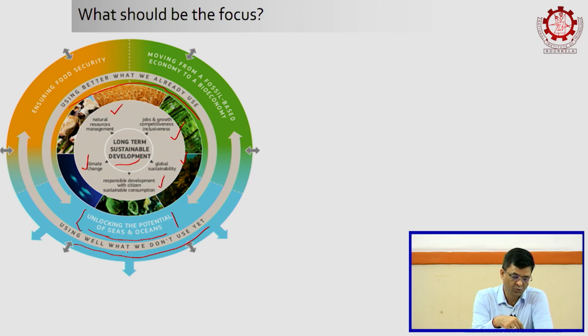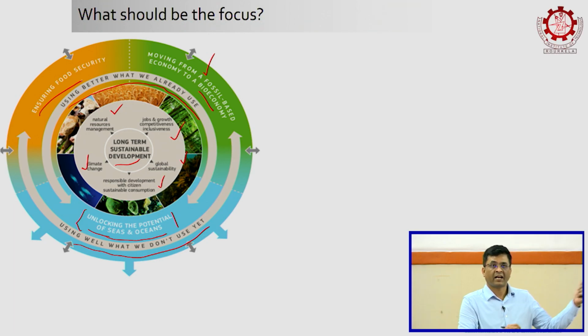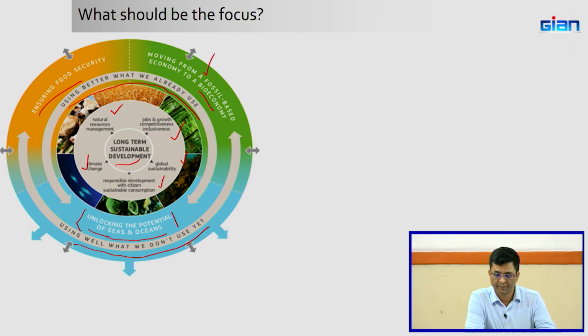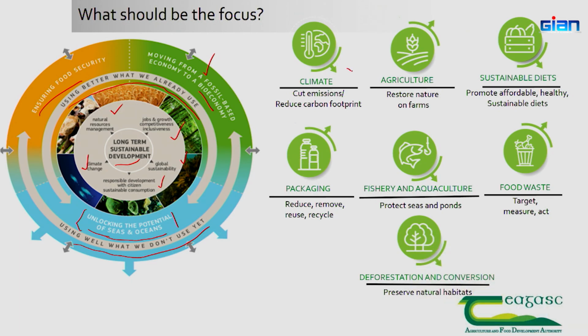So by using these two approaches, we will be able to achieve a sustainable bioeconomy, that is moving from fossil based towards a bioeconomy, as we already discussed, and ensuring food security. This diagram encompasses everything related to bioeconomy and what should be our focus. So key points: one is climate, that is cut emissions, reduce carbon footprint. We already discussed local supply chain. Agriculture, restore nature on farms, not only energy intensive agriculture or pesticide or chemical fertilizer based agriculture. Sustainable diet, that is affordable, healthy and sustainable diets.